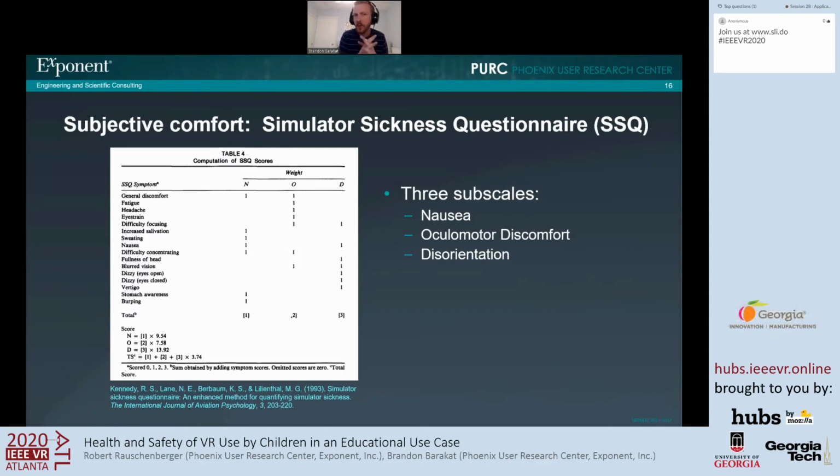And then finally, as a measure of subjective comfort, we use the Simulator Sickness Questionnaire, which of course has 3 subscales that assess things like nausea, ocular motor discomfort, and disorientation.